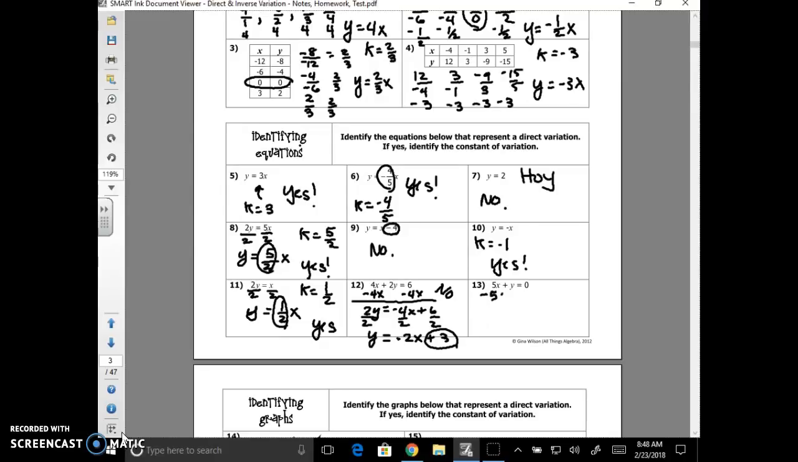Let's subtract 5x, and we get y equals negative 5x. So k equals negative 5. And yes, it's a direct variation because b is 0.